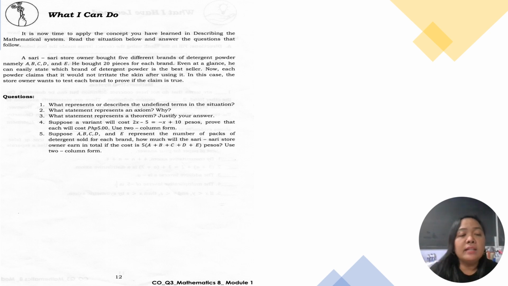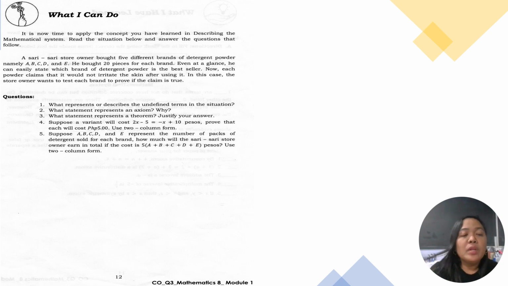Even at a glance, he can easily state which brand of detergent powder is the best seller. Now, each powder claims that it would not irritate the skin after using it. In this case, the store owner wants to test each brand to prove if the claim is true. So, on your answer sheet provided by your teacher, I want you to give your answer to the following questions.